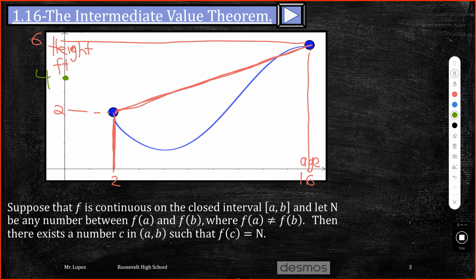Let n be any number between f of A and f of B. Then there exists a number c in between A and B such that f of c is equal to n. All this is saying is that at some time, this is your height by year, no? There was a time where you were exactly 4 feet tall. Of course you were, if it's continuous. So at some time you were two feet tall, then you were 6 feet tall. You are 6 feet tall now. You're really tall. At some point you had to have been 4 foot.